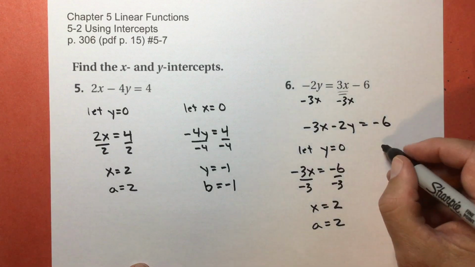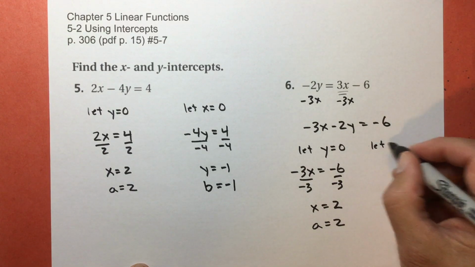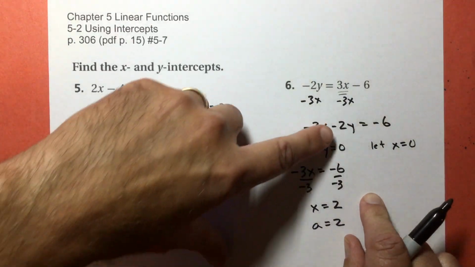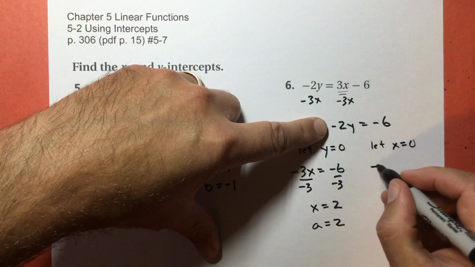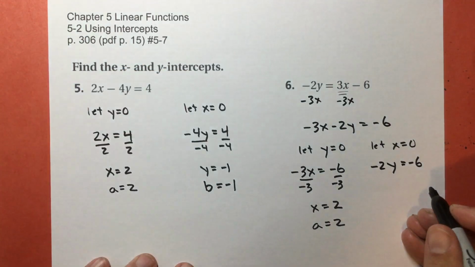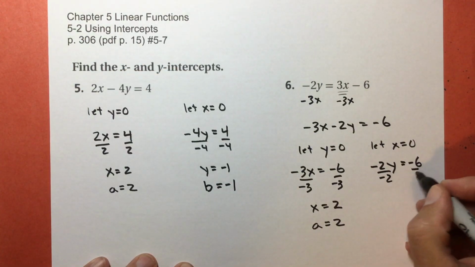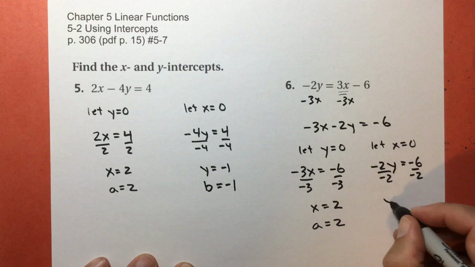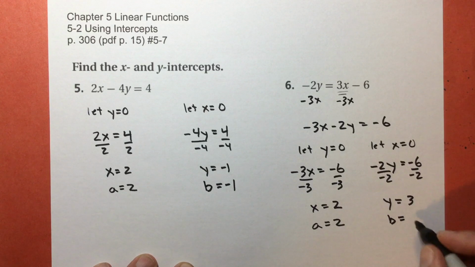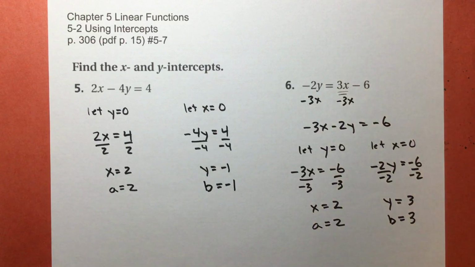To find the y-intercept, I'm going to let x equal 0. So now this part's going to go away. And I get negative 2y equals negative 6. Divide by negative 2, and y equals positive 3. So my y-intercept, which is named b, is going to be positive 3.